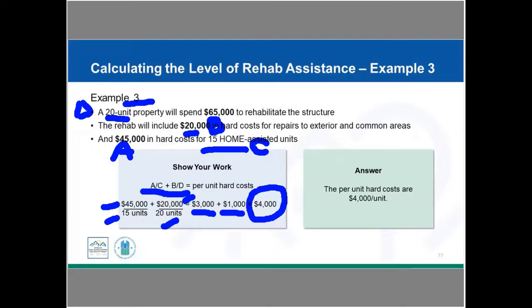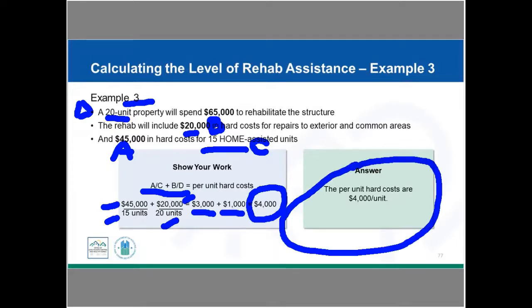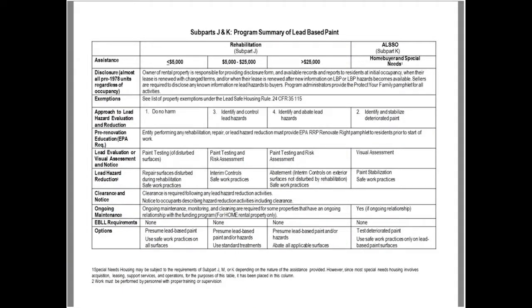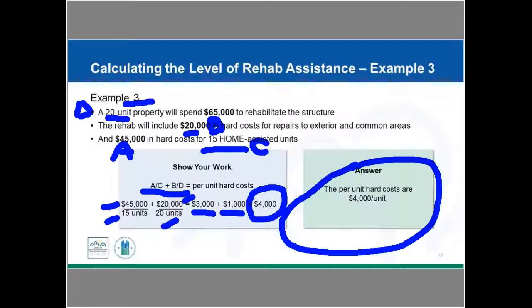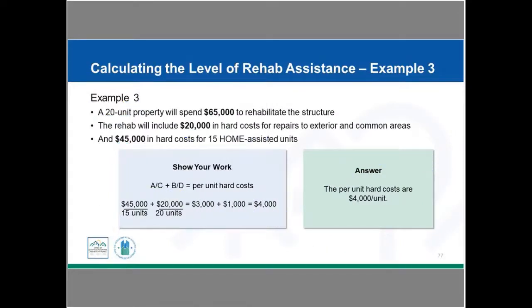So the answer is $4,000 per unit. So when we go back to our chart, our $4,000 per unit would fall here, or up to including under $5,000. So hopefully, I know that was a little fast, but hopefully that's explained a little bit the different ways of how to determine the level of assistance, because last week we were talking about all these different categories, but we hadn't quite shown you how to get to those different categories.